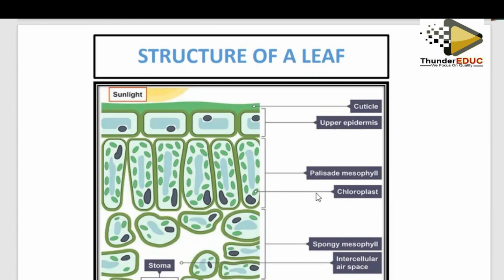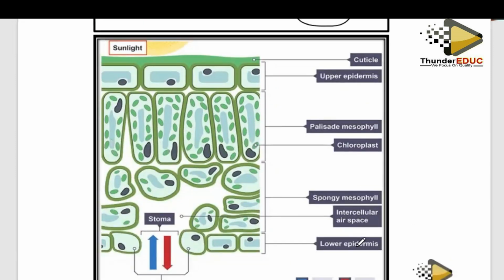Where does photosynthesis take place? Photosynthesis takes place in a structure called a leaf. But the leaf has its adaptations for it to carry out this process of photosynthesis. There are some things which must be present in a leaf so that photosynthesis can take place. In other words, the adaptation of a leaf to carry out photosynthesis. If you look at this leaf, this is the internal structure of a leaf.